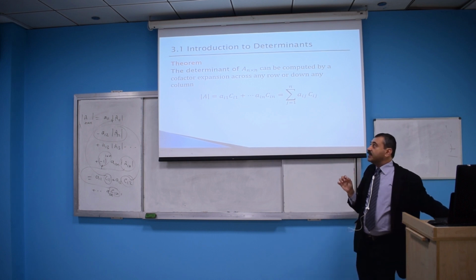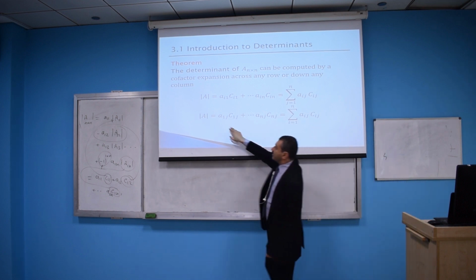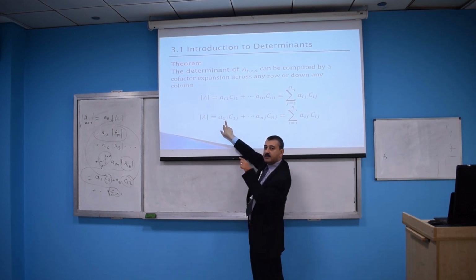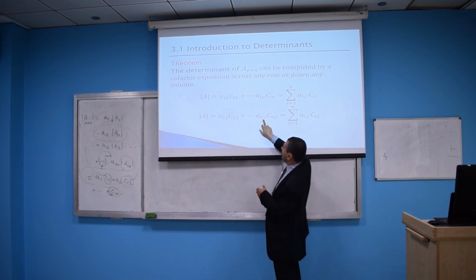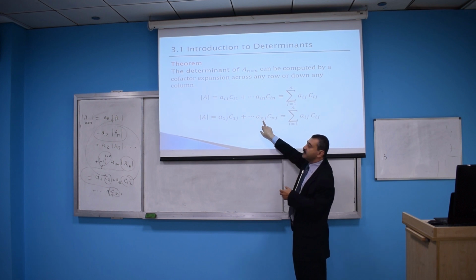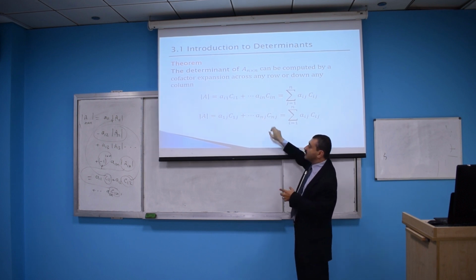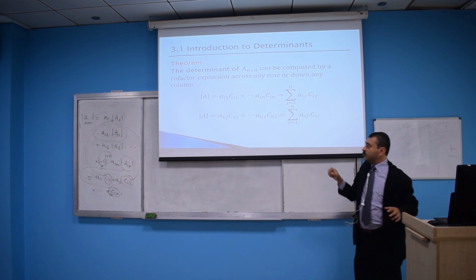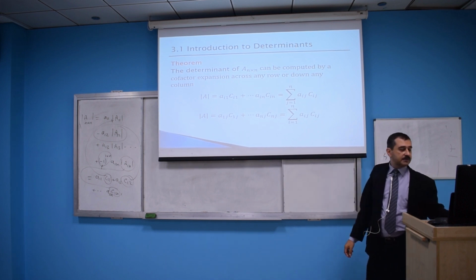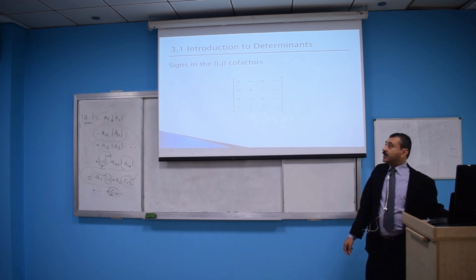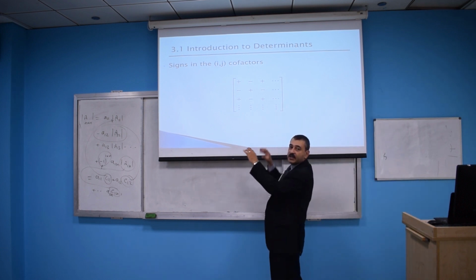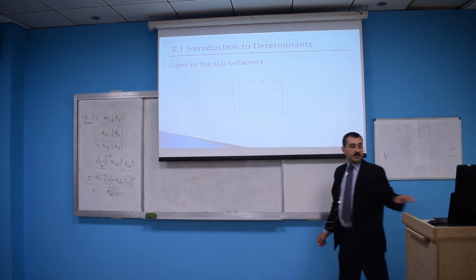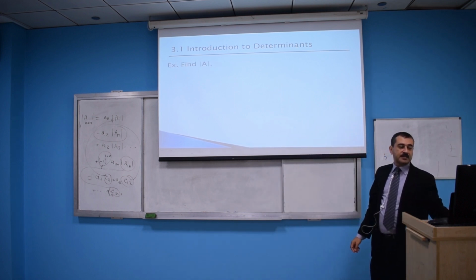Another property is that you can expand using the jth column, for example. I write the expansion as A1j, the first entry in column j, up to the nth entry in column j, each multiplied by its cofactor. We'll see this in the example. The sign is something like this: positive, negative, and so on. So let's do a numerical example.